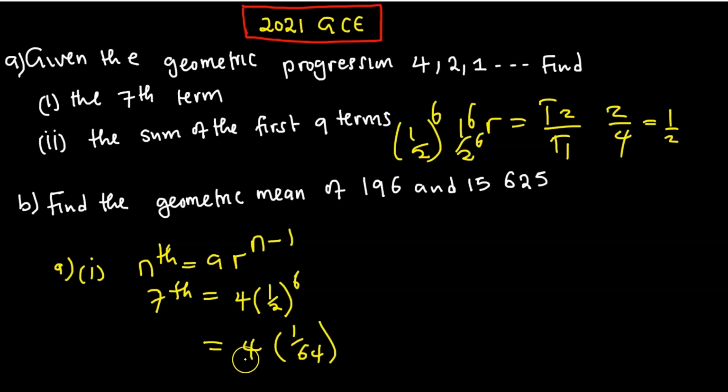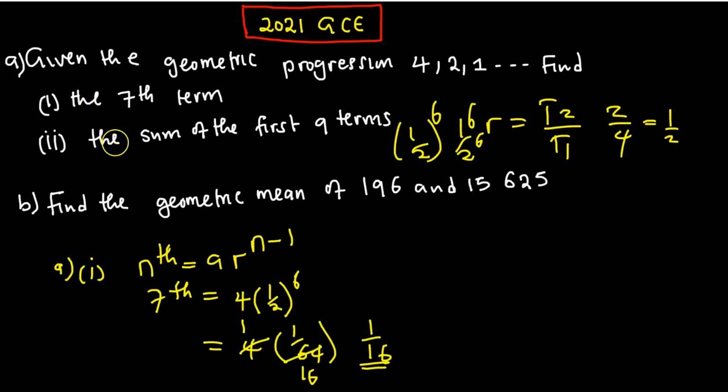Then at this point, can 4 go into 64? Divide by 4. 4 into 4 is 1, and 4 into 64 is 16. So this is the same as 1 over 16. So that is the first answer, the 7th term.